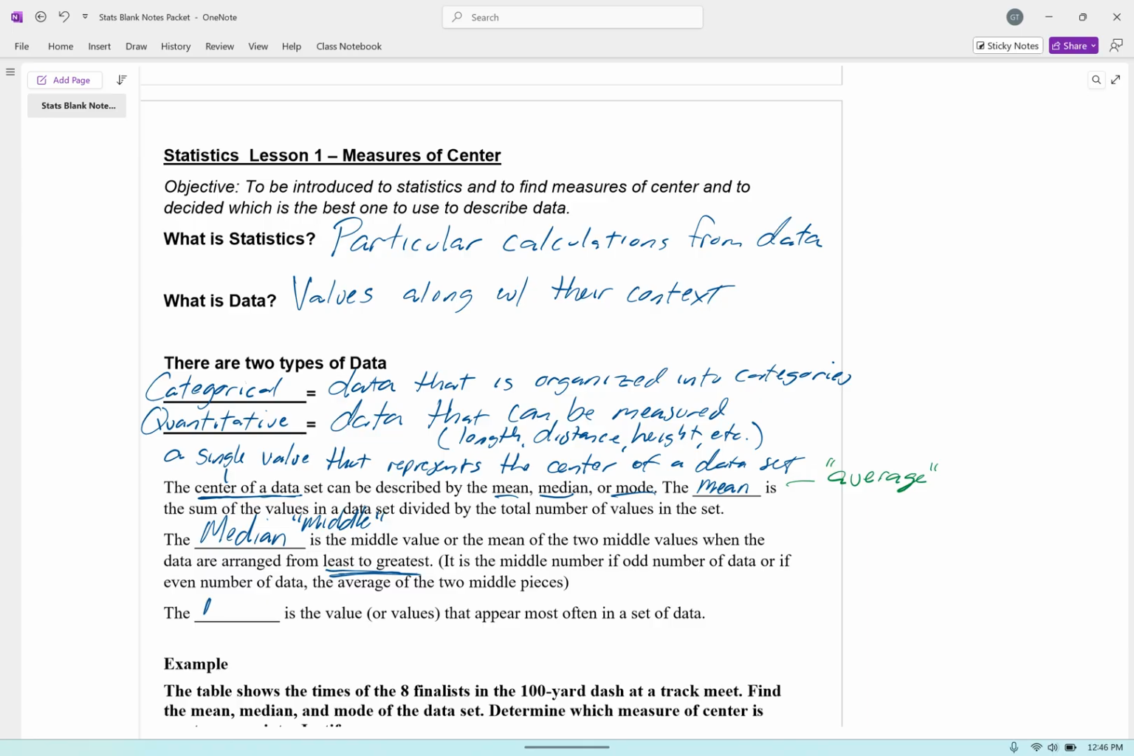Last is mode. Is the value that appears most often. So when I hear mode, I want to think of the word most. What value is represented the most? So if I had a list of 1, 2, 3, 4, 5, 5, 5, 5, 5, well, 5 is listed a bunch of different times. That would be the mode of what it is. All right, so mean, median, and mode.